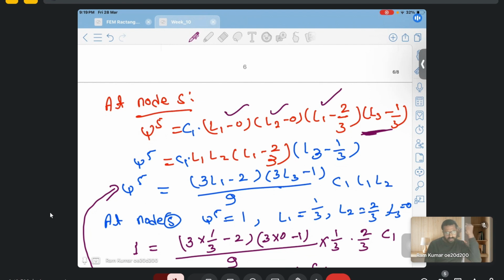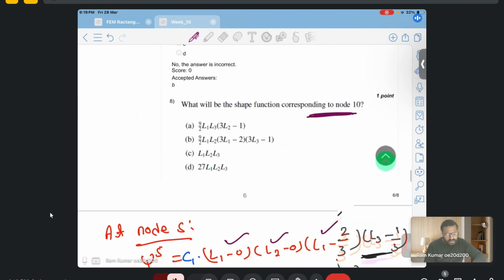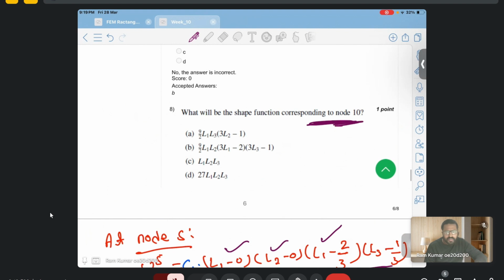Okay, now I got it. Coming to this, I have to take the point I'm getting from this part, 1 point on the left of this and 1 point on the right of that, right? So 1 point before that, 0, and last 2 by 3. Yes, correct. So now coming to question number 8, we want to find it for node number 10.